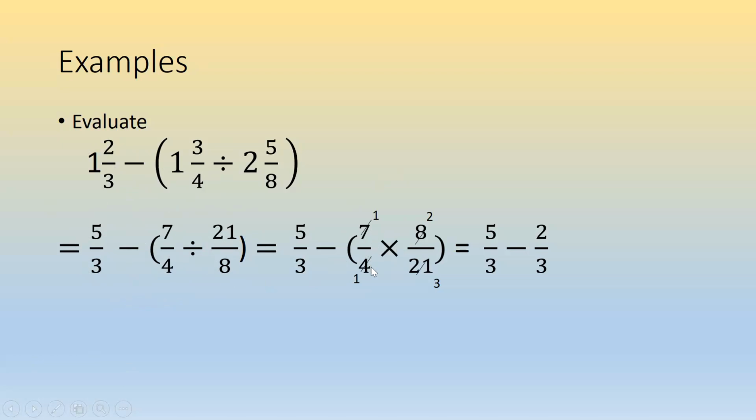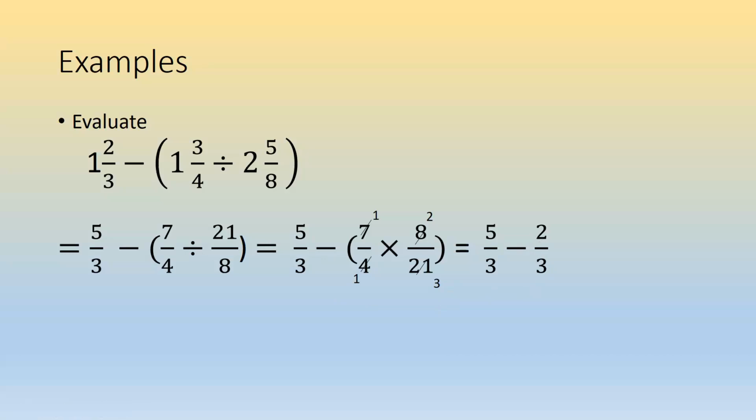In our brackets, we have 7 over 4 times the reciprocal of 21 over 8, which is 8 over 21. Realize that we can cancel to make things simpler. 7 goes into 7 once, and 7 goes into 21 three times. And 4 goes into 4 once, and 4 goes into 8 twice. You get it? So you have here 1 times 2, we have 2, and 1 times 3, we have 3. So we have 5 over 3 minus 2 over 3.